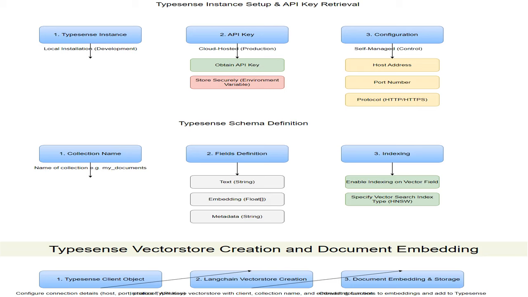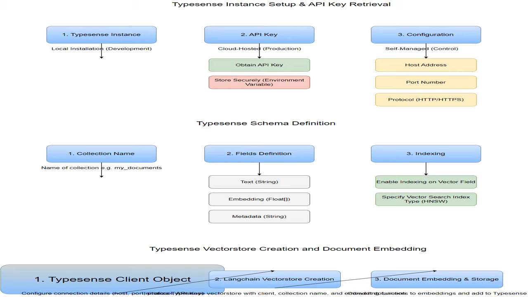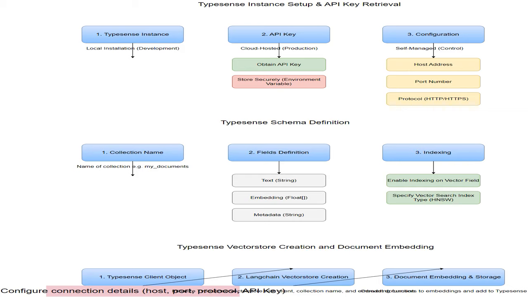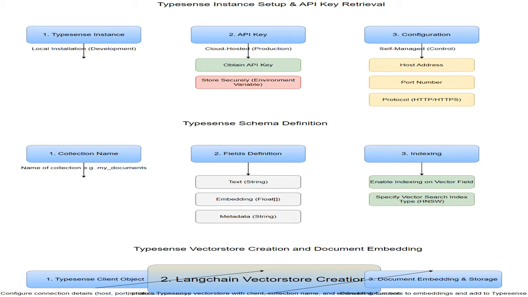Alright, let's create a Typesense vector store and store document embeddings using the Typesense client object. The Typesense client object serves as the primary interface for interacting with the Typesense instance, managing connections and executing actions within Typesense. Configuring connection details involves setting up the host, port, protocol, and API key to enable seamless communication with the Typesense instance. So, here you're creating the LangChain vector store and connecting it with the Typesense client to allow you to interface with it, using that client.